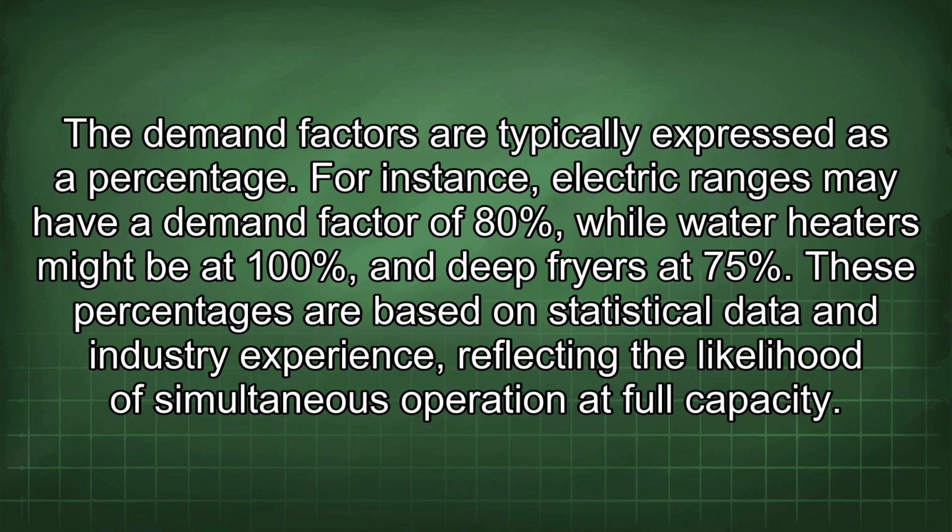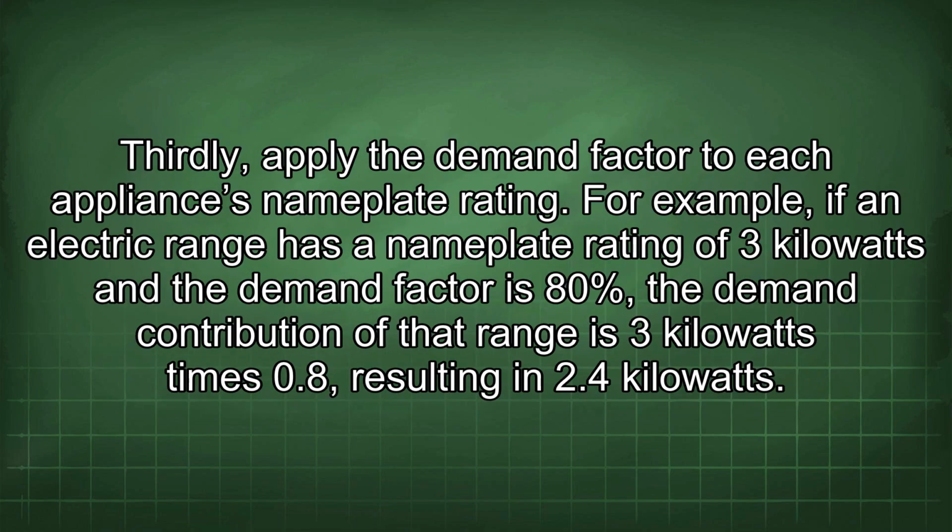For instance, electric ranges may have a demand factor of 80%, while water heaters might be at 100% and deep fryers at 75%. These percentages are based on statistical data and industry experience reflecting the likelihood of simultaneous operation at full capacity. Thirdly, apply the demand factor to each appliance's nameplate rating. For example, if an electric range has a nameplate rating of 3 kilowatts and the demand factor is 80%, the demand contribution of that range is 3 kilowatts times 0.8, resulting in 2.4 kilowatts.